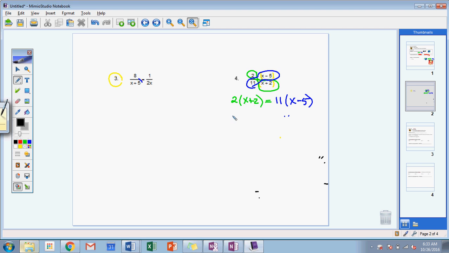So when I distribute that 2 to everything, I get 2x plus 4 is equal to, I'm going to do the same thing over here, 11x minus 55. Okay, and now this is an equation that I remember how to solve from my last unit. Okay, I want to try to get those x's to one side.